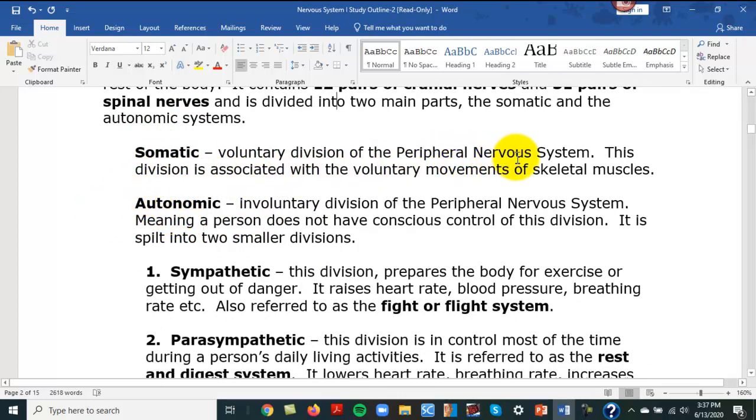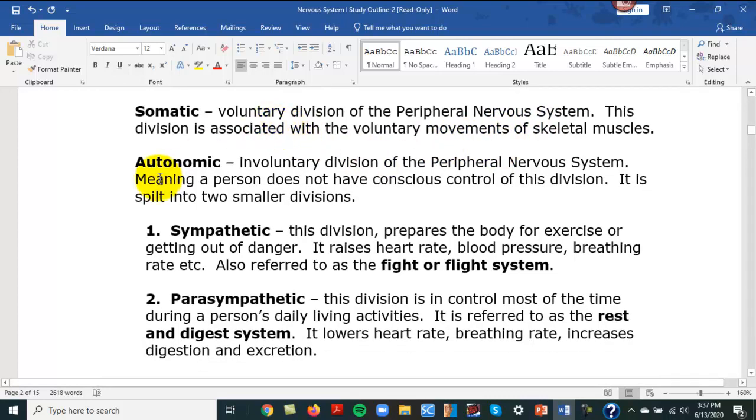Somatic deals with skeletal muscles, so it is called the voluntary division of the peripheral nervous system. That means a person has conscious control. You can contract skeletal muscles that allow you to move, talk, do that kind of thing. The autonomic is the involuntary division of the peripheral nervous system. A person does not have conscious control of that division, and this one is actually split into two smaller divisions. The autonomic is involuntary. You do not have control over that.